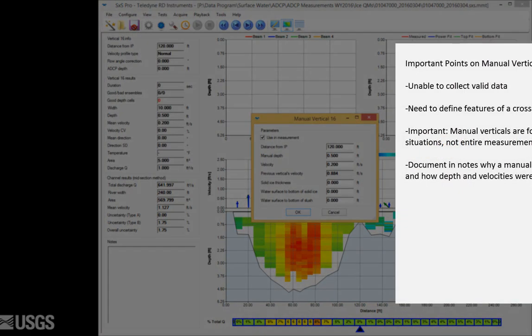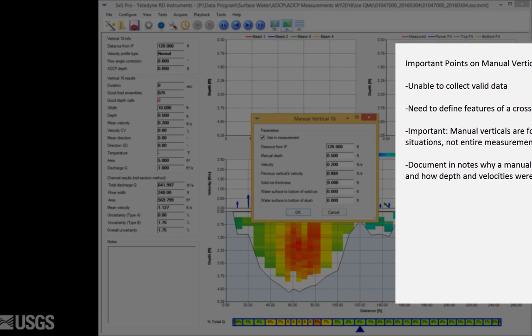When collecting midsection data with an ADCP, whether it be in open water or under ice, you will likely run into several cases where you can't collect valid data, or a case where you need to define a feature of a cross-section. Using a manual vertical will allow you to enter information to account for both.